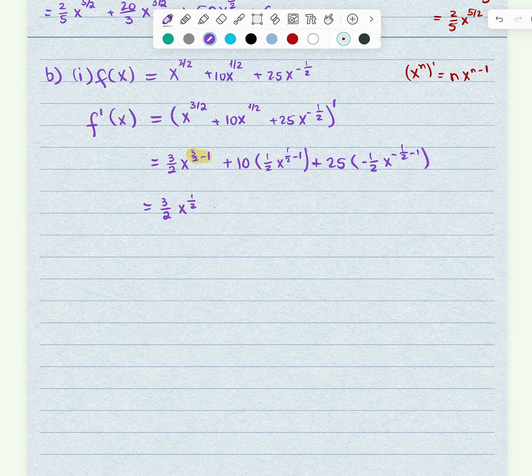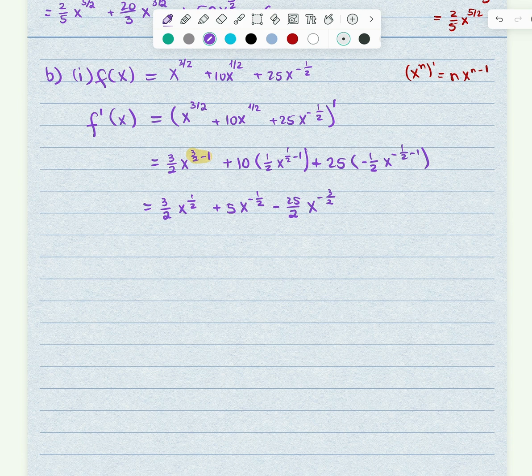3 minus 2, so 10.5 simplifies to 5. On the top you're going to have a negative 1/2, and 25, and then minus 25 over 2, x to the power of negative 3 divided by 2. Alright, now this is the final derivative.